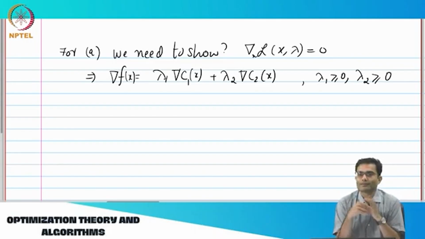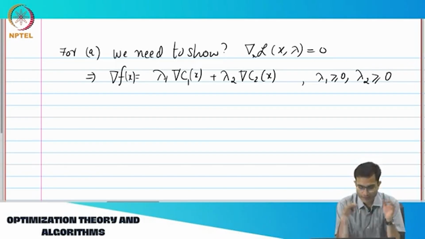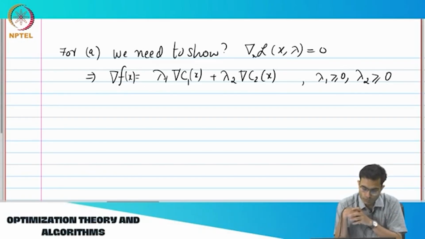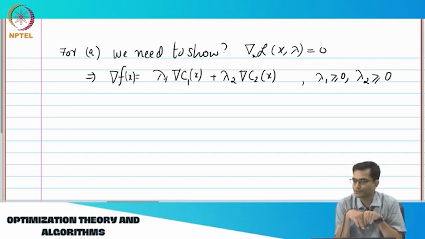Now we will keep flipping between algebra and geometry. This is clearly the meaning of grad L equal to 0, right? That's what algebra is telling us. Now I want to draw your attention to the right hand side of this thing.